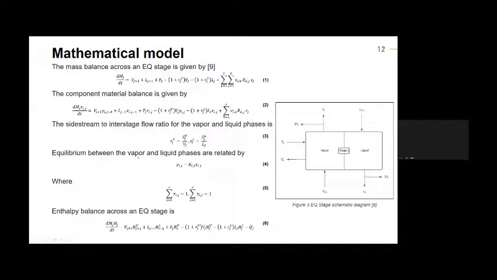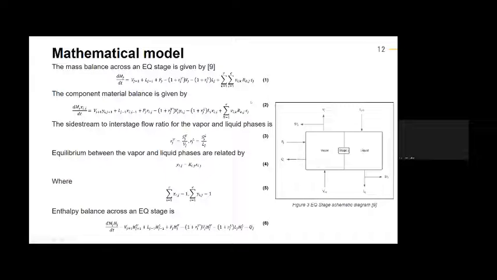So this is the mathematical model that we have. So we are going to consider a liquid vapor equilibrium stage, where we have both the vapor phase and the liquid phase. So the liquid phase, of course, comes down from the top and goes out of the stage, while the vapor phase rises up and goes into the stage and then comes out of the top. So the first two equations are basically the mass balance equations. So this is for the overall mass balance of the system.